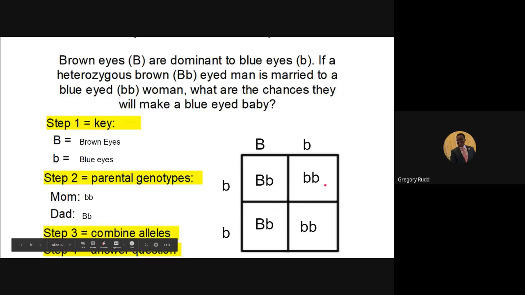So how many of these offspring are blue-eyed? How many blue-eyed offspring are there in that cross, in that Punnett square? Thank you, Fanique. I've got two blue-eyed offspring. So what are the chances? What's the percentage that the offspring of these two people will be blue-eyed? If there are 2 out of 4, then what's the percentage?